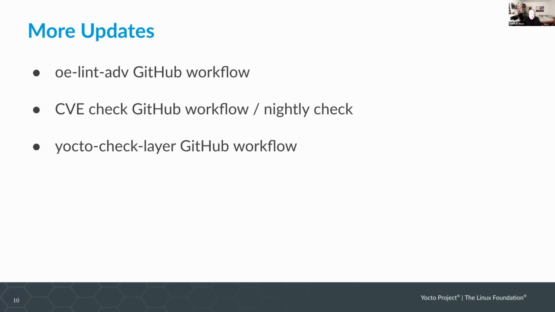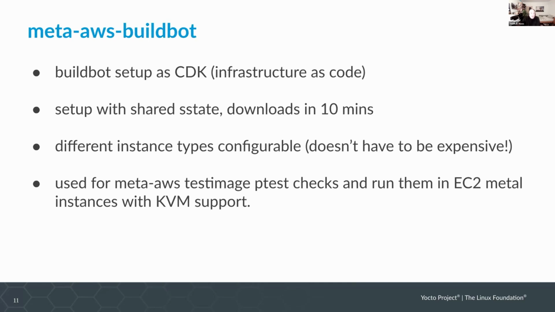That's the GitHub meta-aws workflow. As said, it's all on GitHub. In GitHub Actions, you can take it, use it, see it as a reference. What else? We created a meta-aws build bot.